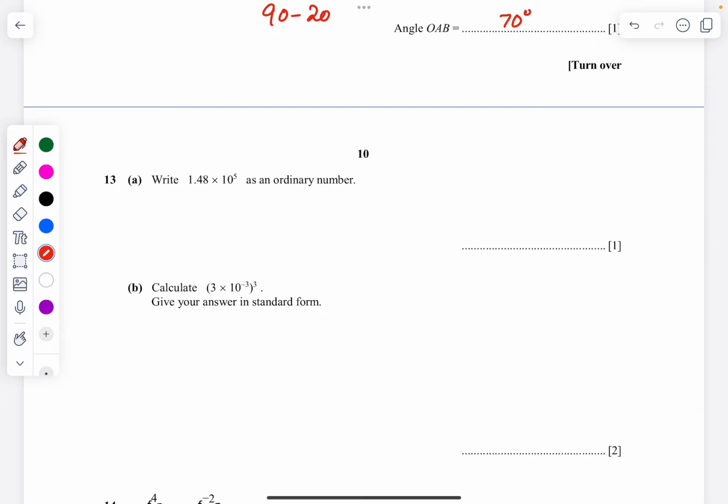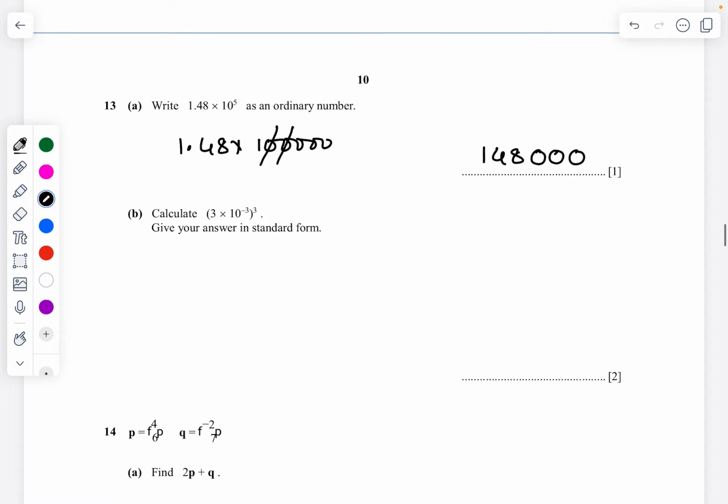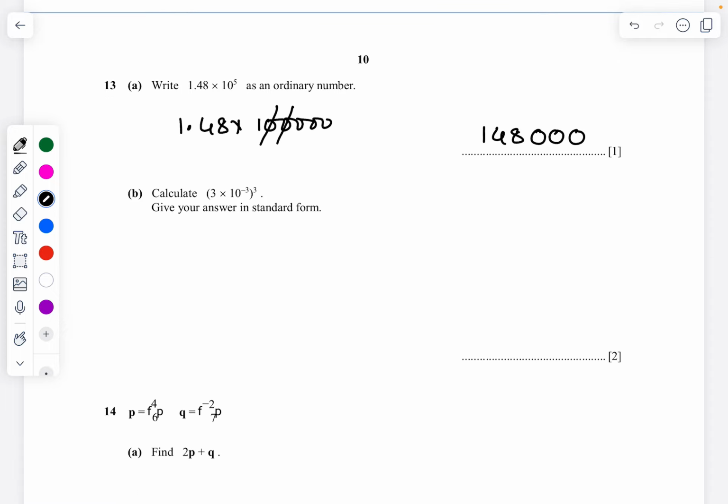Now question number 13. Write 1.48 times 10 to the power of 5 as an ordinary number. So 1.48 times 10 power 5. 1, 2, 3, 4, 5. So 148. Two zeros are used. In cancelling the decimal, I am left with three more zeros. 148000.